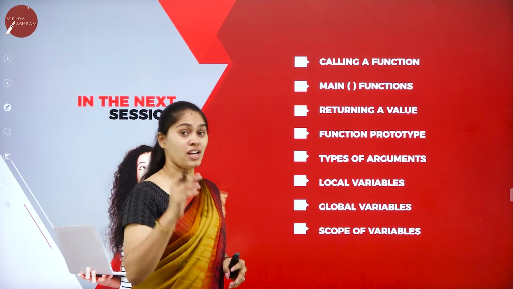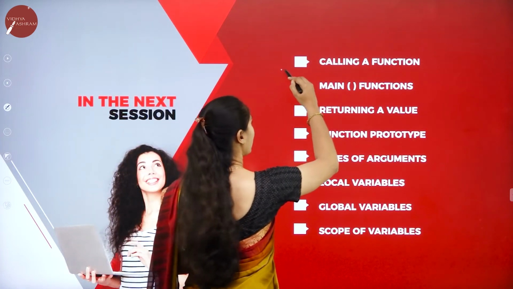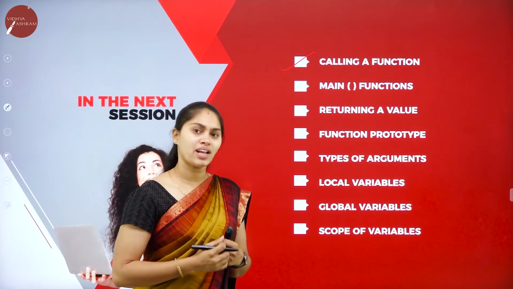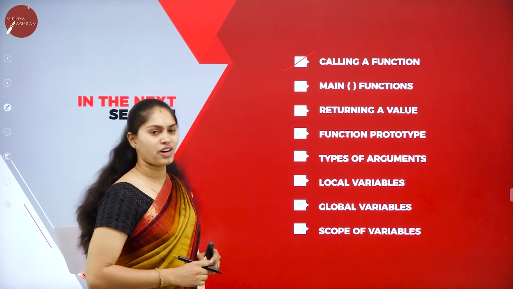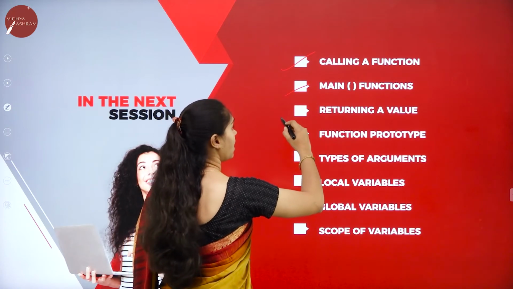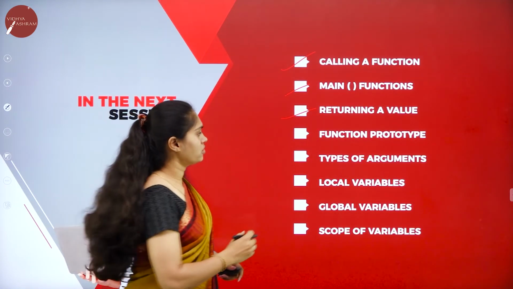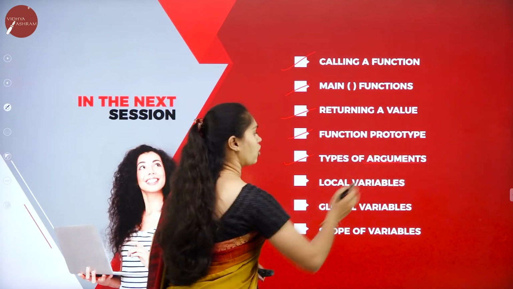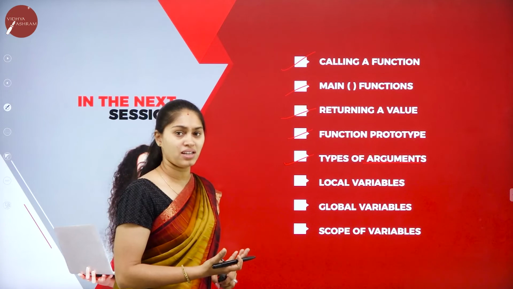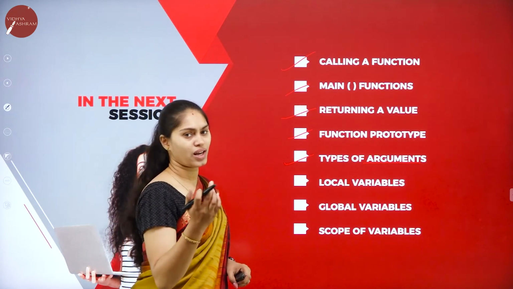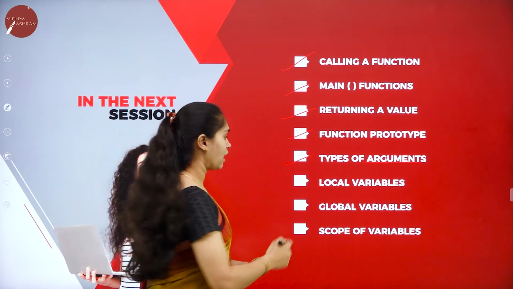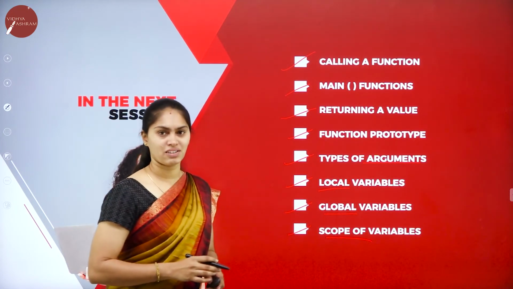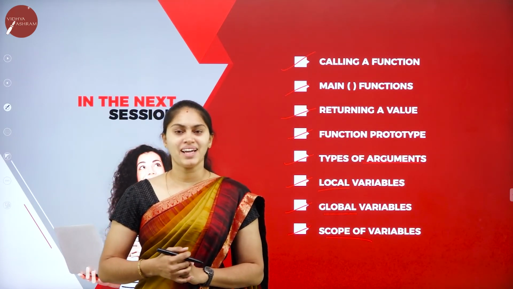In the next session we will be discussing how I can make a call to a function. If I want to use it more than one time, how can I use that? That is calling of a function, and I have a main function, and we are going to learn about returning a value, function prototype and types of arguments. Already we got to know what an argument is, that is a parameter. Here also we have several types. Along with that, we have local variables, global variables and scope of variables. This will be the content of my next session.